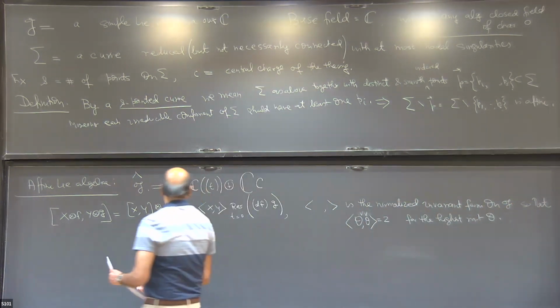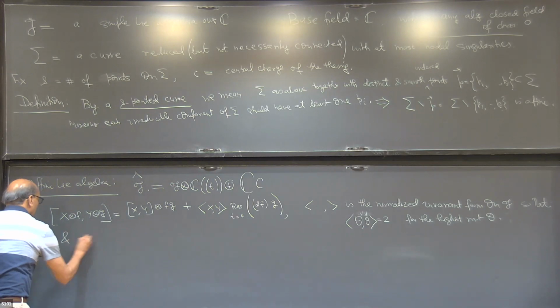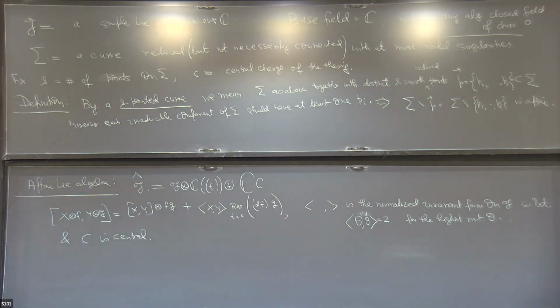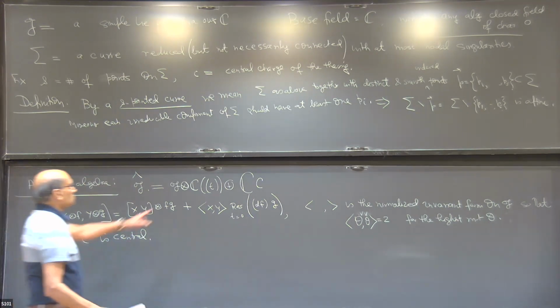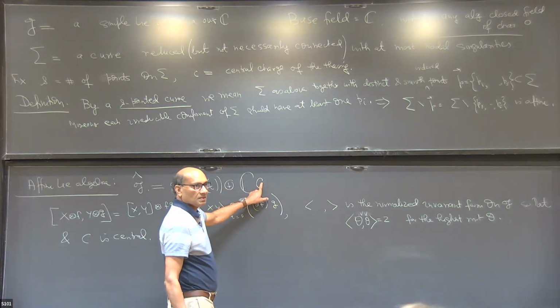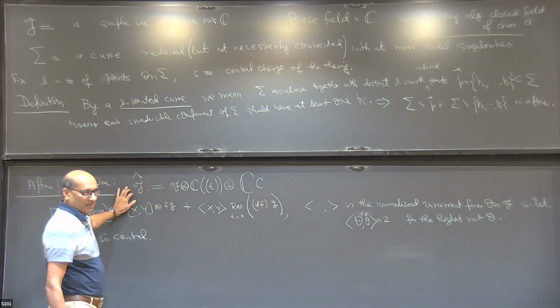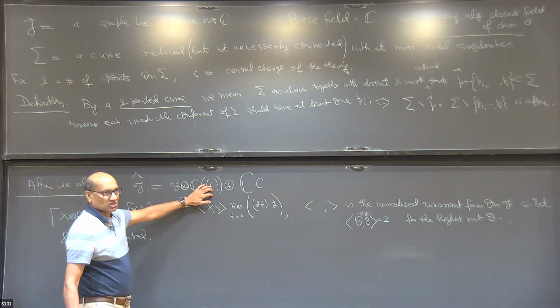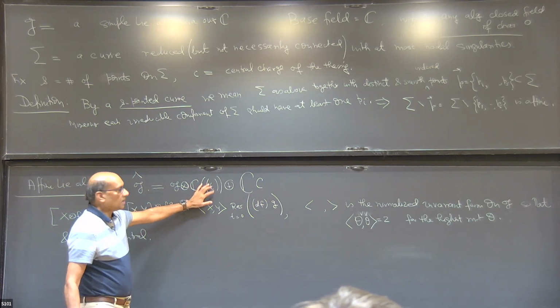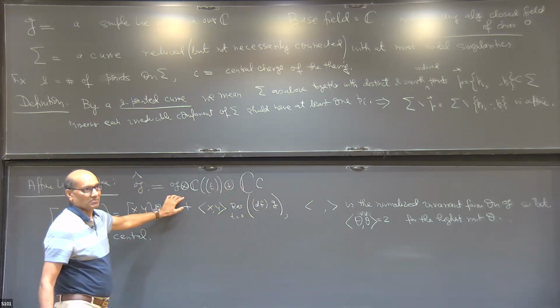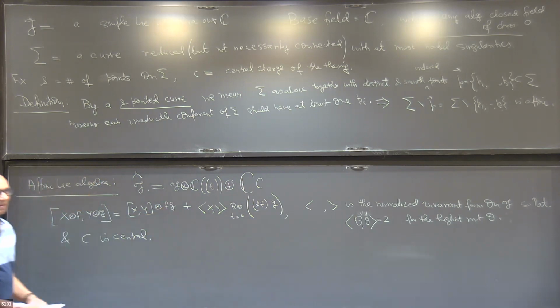And C is central. But what is C? C is this element. G hat by definition is G tensor C, Laurent series in t, together with one extra element, which will be a central element in this Lie algebra.